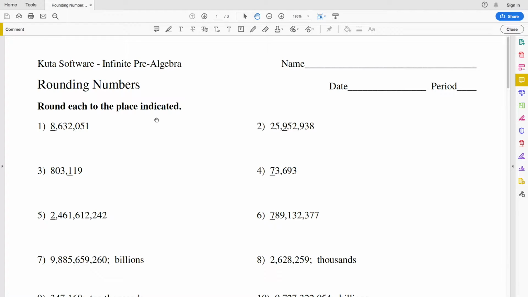In this video, we're going to complete the Kuta Software Infinite Pre-Algebra free worksheet, rounding numbers. So for numbers 1 through 24, we're to round each to the place indicated.